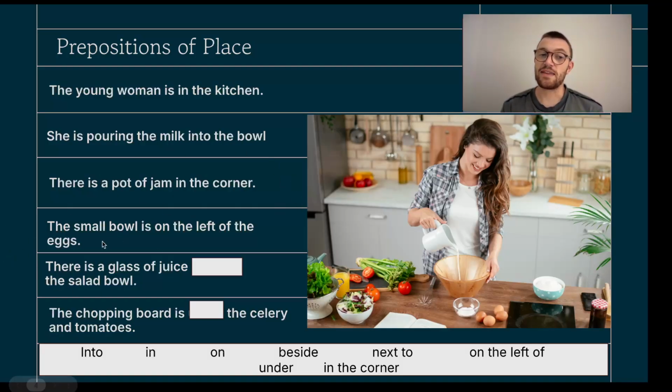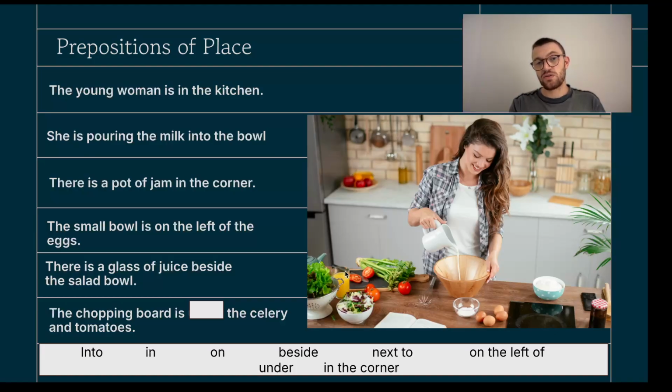The next one, there is a glass of juice behind the salad bowl. That is true. In our picture, it's behind the salad bowl, but I have put here beside. Now, what does beside mean? It means next to. It is the same. So, you could have said that the bowl was beside the eggs. You could have said that the bowl was next to the eggs, and you could have said that the bowl is on the left of the eggs.